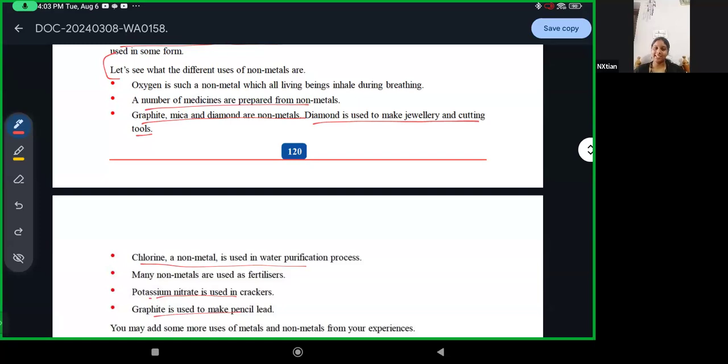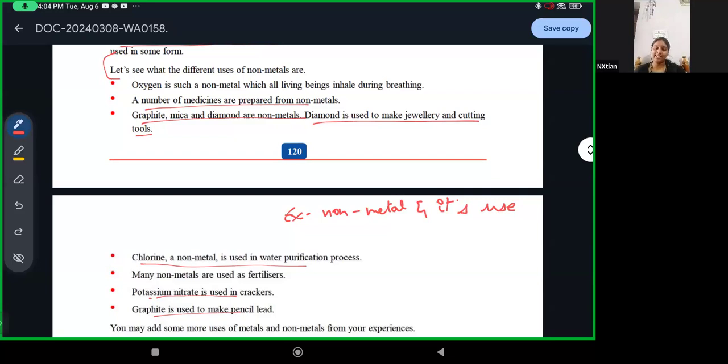Anyone wants to give an example of a non-metal and its use? Yes, Simran. I didn't hear what you said. Example of a non-metal and its use. Wood. Wood is a non-metal and it can be used for different purposes such as furniture, tool handles, or firewood. Right. Okay, good, Simran. That's right.